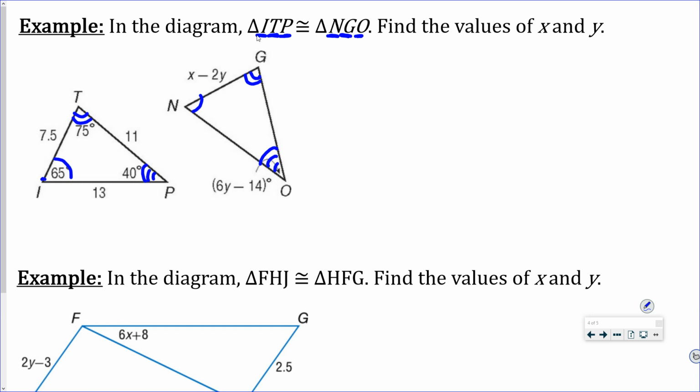So I have to find x and y, or I have to algebraically solve for x and y. But right away I know that angle O and angle P are corresponding, and I know they're congruent because the triangles are congruent. So we could set up that 6y minus 14 has to be 40 degrees. We have to do this step first because if you look at the other side, it involves y. So I have to solve for y first. Add 14, divided by 6, we get y is 9.